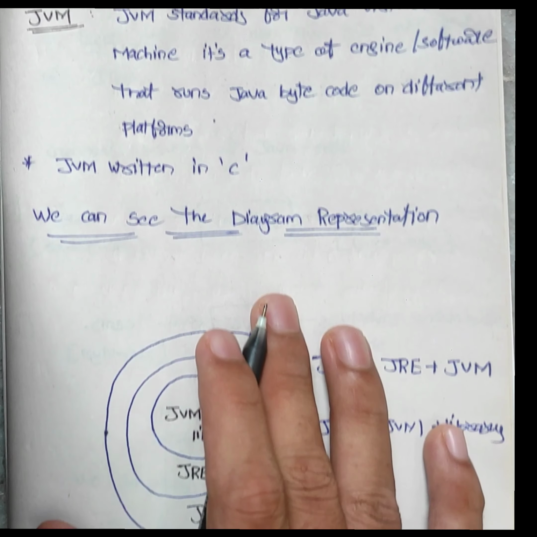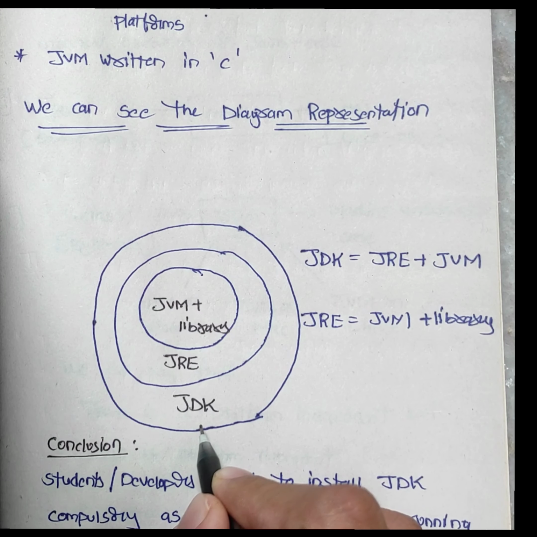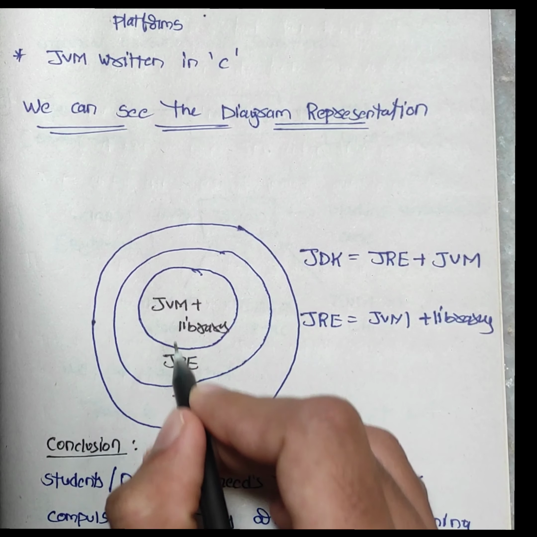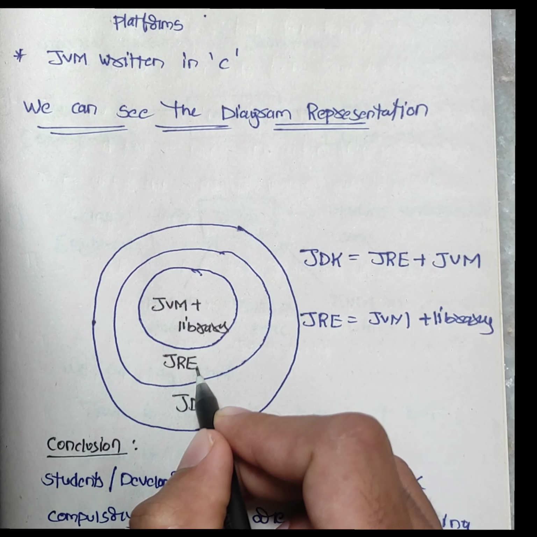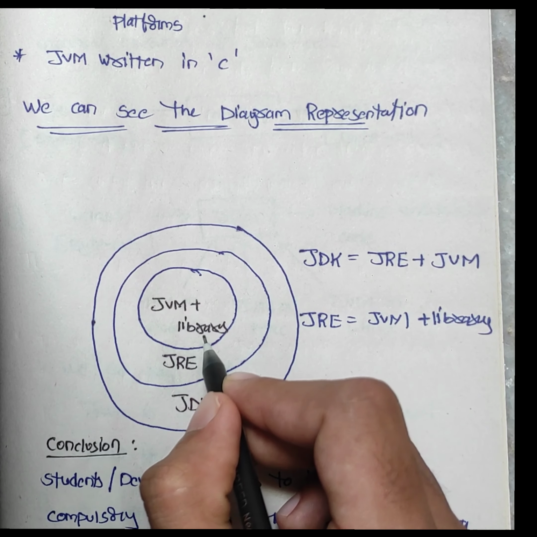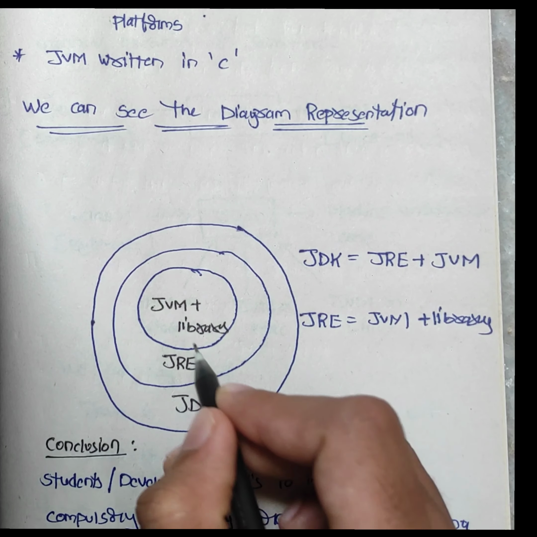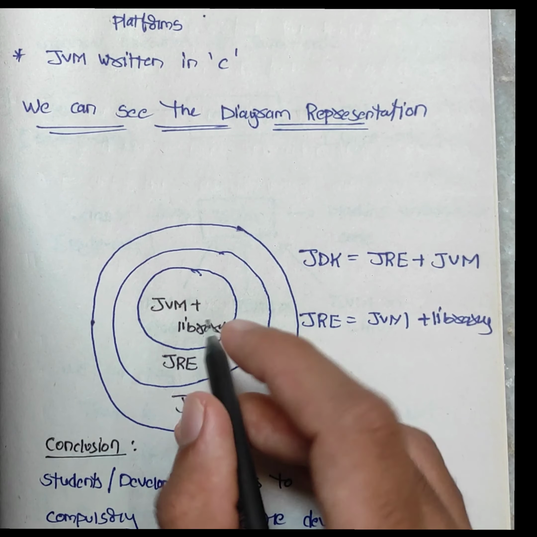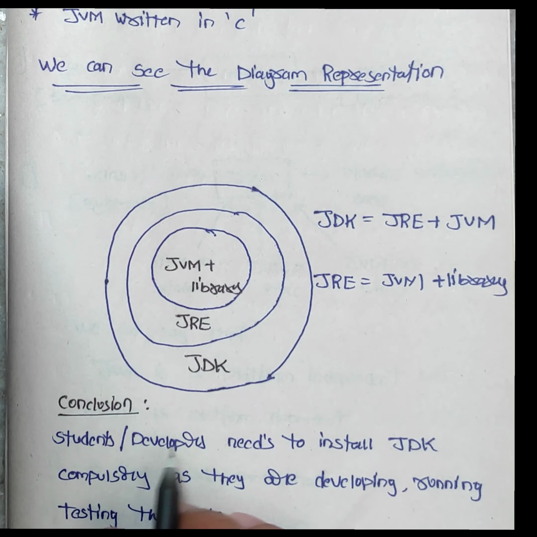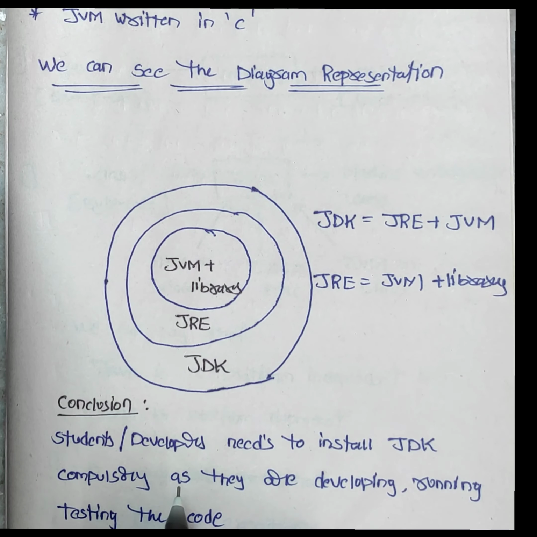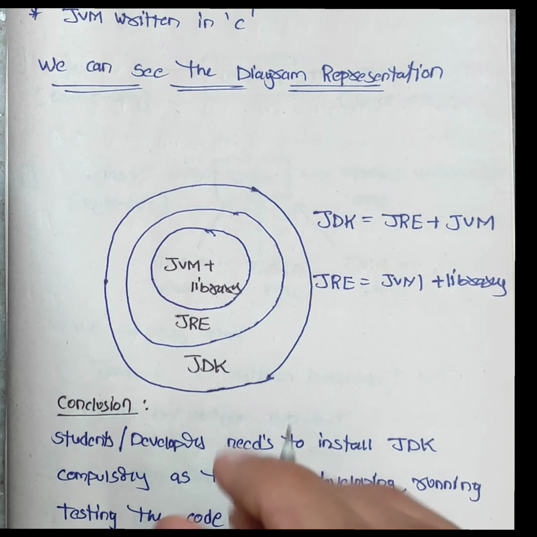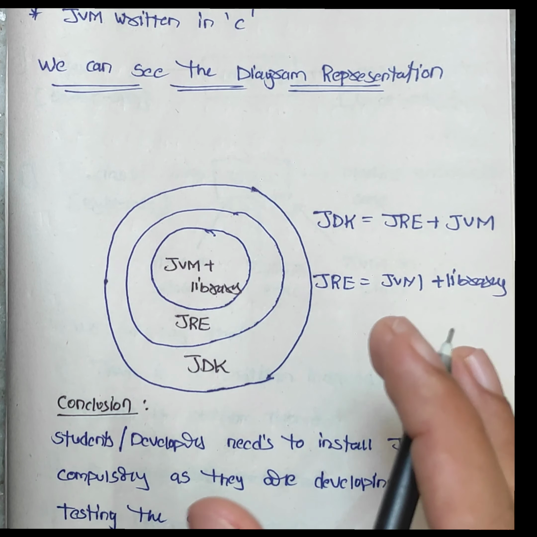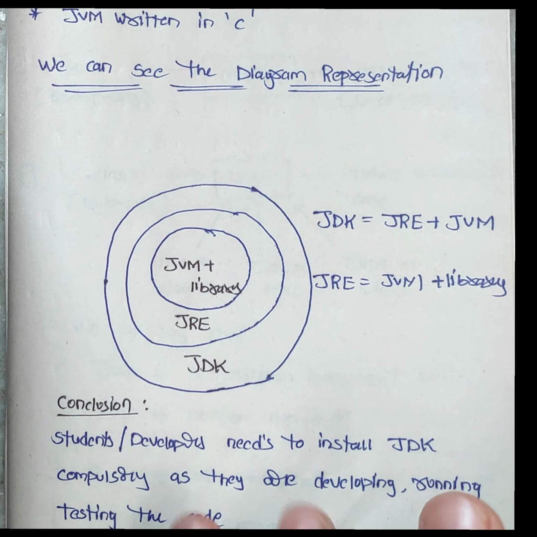If you want to see it in a diagrammatic way, JDK is a superset which includes JRE and JVM internally, and JRE is also a subset of JDK. It internally contains JVM and some libraries and dependencies, and JVM is just like an interpreter, it executes the bytecode. In conclusion, if any developer or student wants to write or execute a Java program, they need to install JDK. And if they only want to run the Java code, then make sure that JRE is installed.